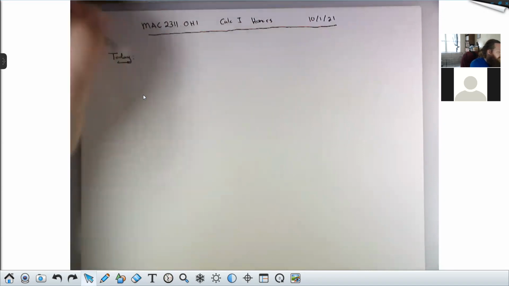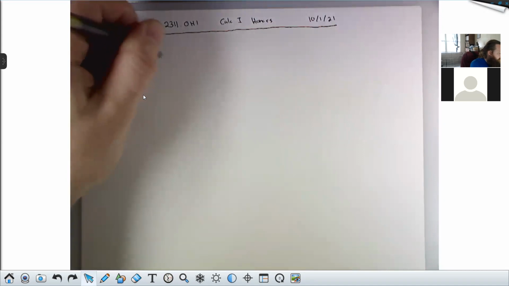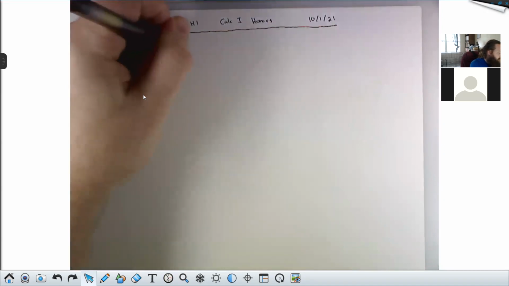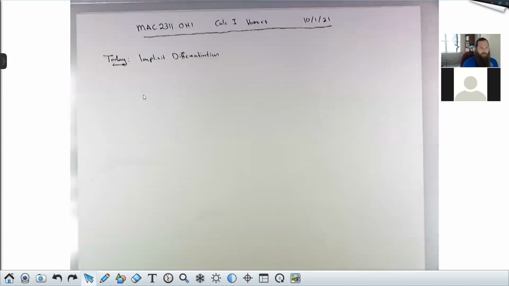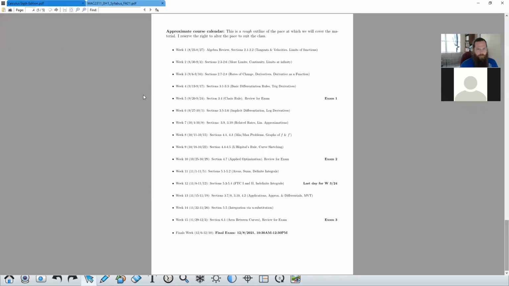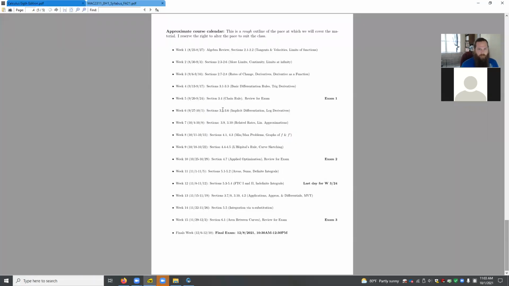Today, we're going to talk about implicit differentiation. I forget what section this is in the textbook. It might be 4.1. No, I think it's still in chapter 3. What is this section? 3.5.